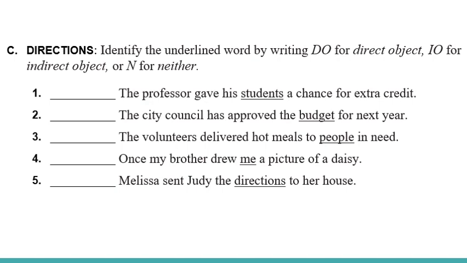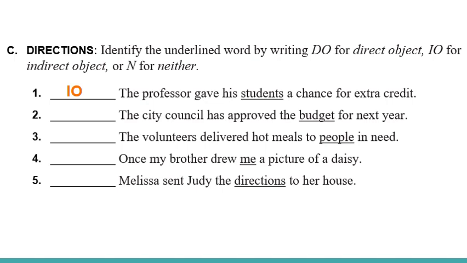Part C. Number 1. The professor gave his students a chance for extra credit. Professor is my subject. Gave is my verb. What did he give? Extra credit. Extra credit is my direct object. To whom did he give the extra credit? To the students. Students, therefore, is an indirect object.